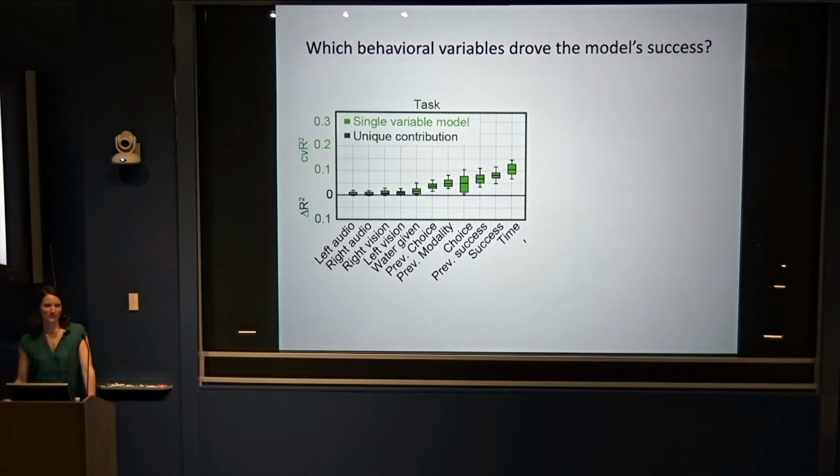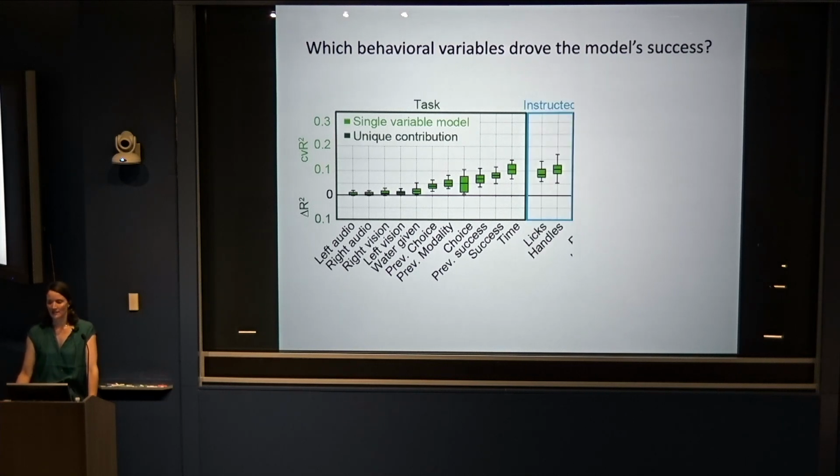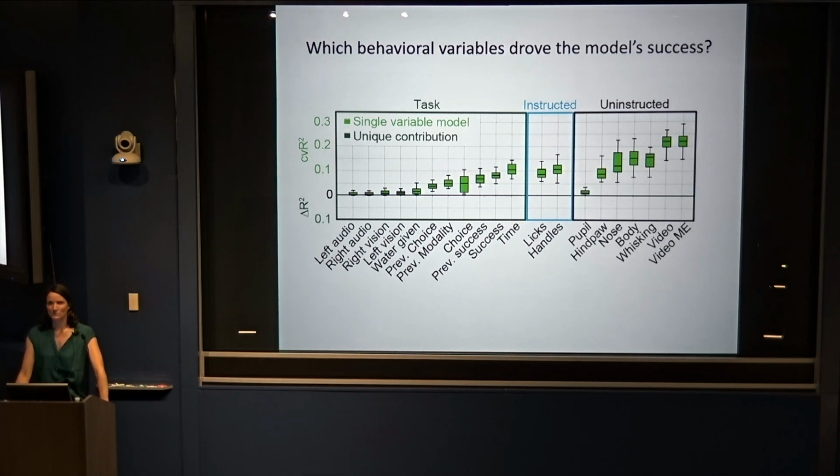And this group of variables are all the things that any self-respecting decision scientist would include in an experiment. Things like when the sensory stimulus came on, whether or not it was a rewarded trial, previous success, current success, and so on. And these variables accounted for a certain amount of single trial variance, so that was fine. When we looked at instructed movements, the things that we taught the animal to do, like grabbing for the handles and making the licking movement to the spout, we found that those accounted for quite a bit of variance. But the big surprise was this.